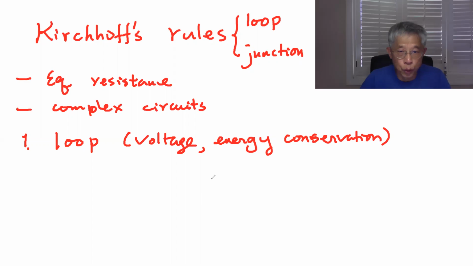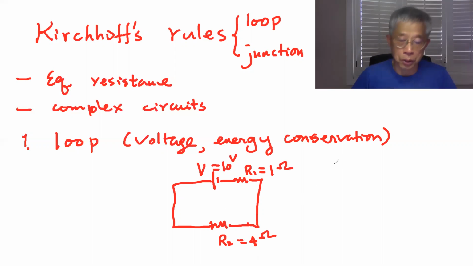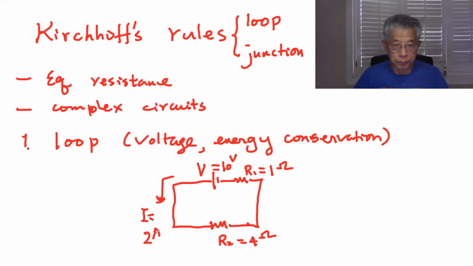Let's say I have a loop, something like that. Say V is equal to 10 volts, and say R1 is equal to 1 ohm, and say R2 is equal to 4 ohms. So we know how to do this by using just Ohm's law. So we know that I will be equal to 2 amps.